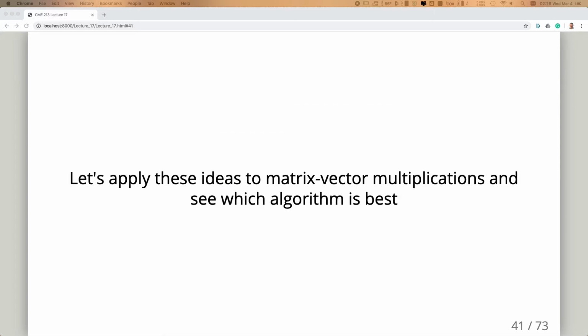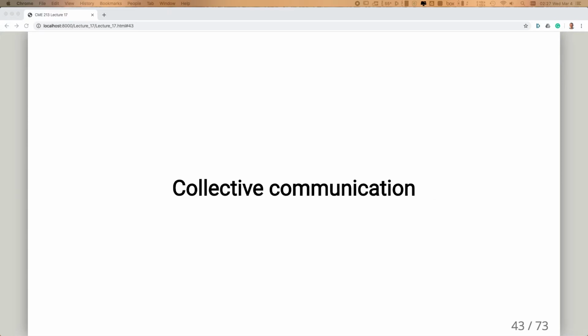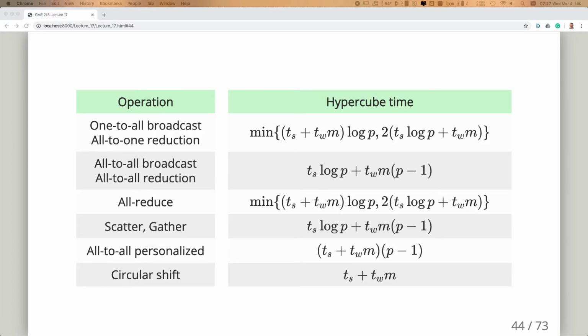Okay, so let's apply this to matrix vector multiplication. There's a little tidbit about modeling collective communication, but I'm going to skip it because it has to do with hypercube networks and the topology of the network and so on, and it's not super relevant for us anyways. So what I'm going to show you is a table that you can simply refer to that gives you the running time. Actually, in the homework, we're giving you the formula to use, but just as a reference, here's the table. It's essentially telling you for all the collective communication, the time it takes to perform the communication.